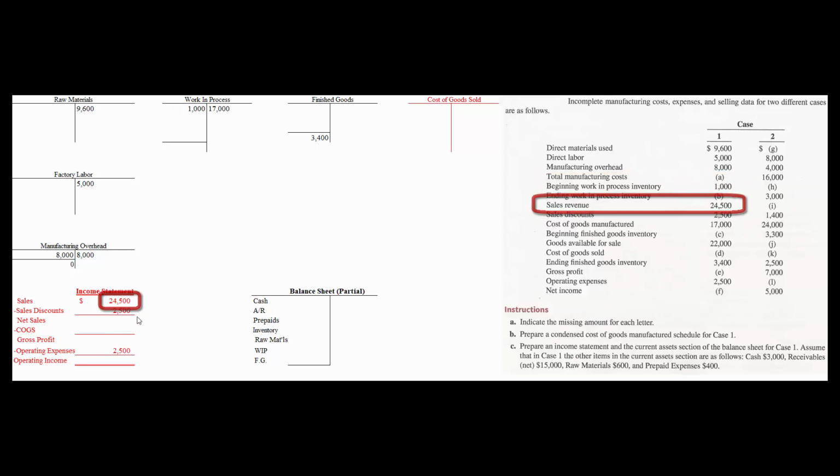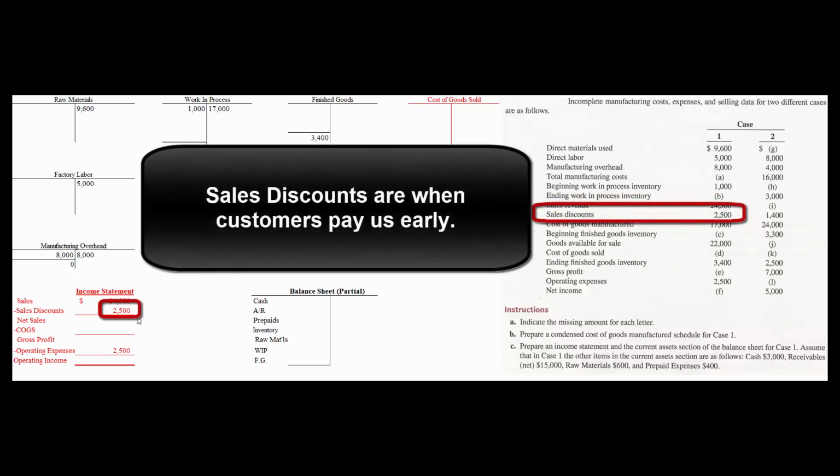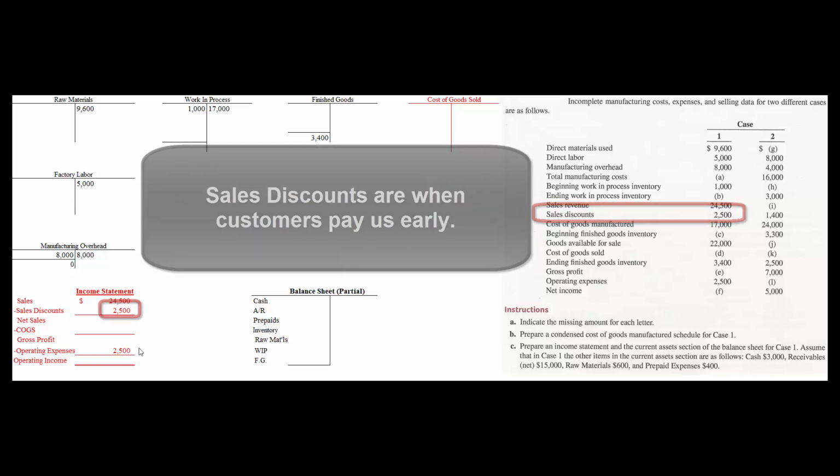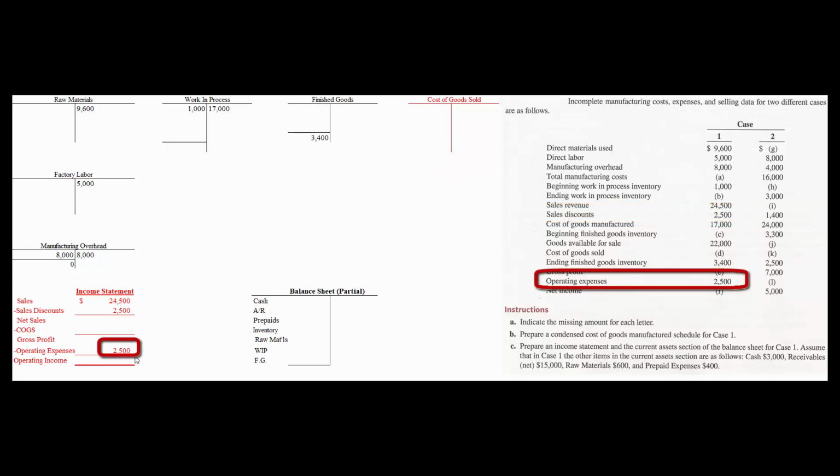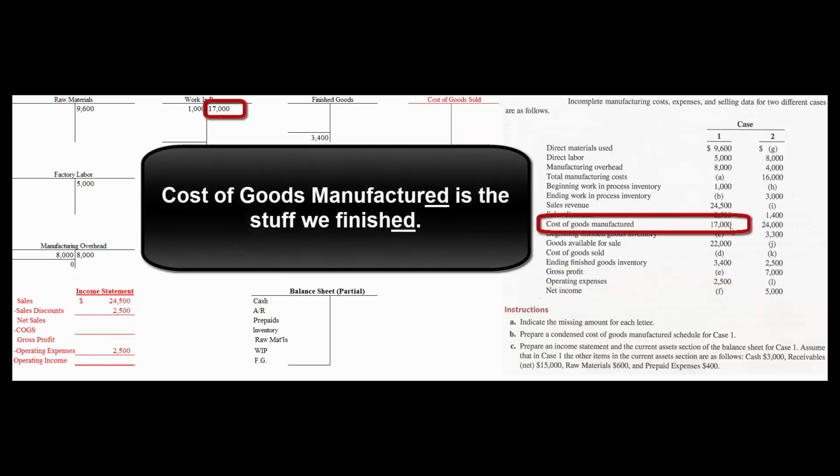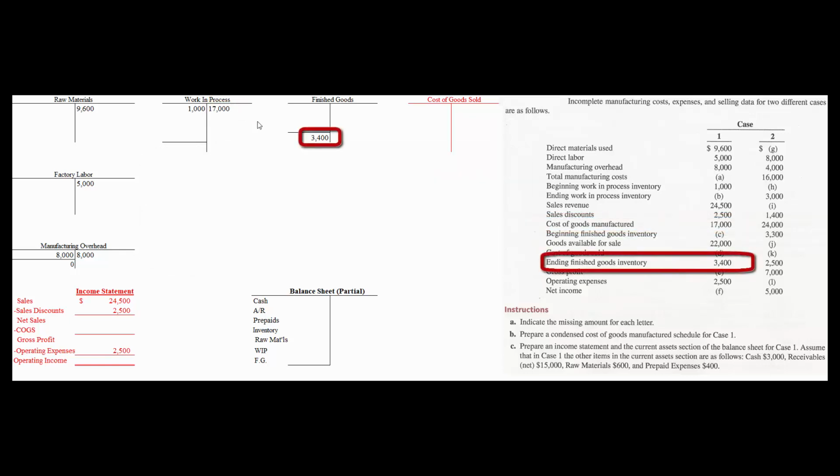It tells us that the sales for the month were $24,500. Sales discounts, in other words, we told our customers, if you pay us early, you can take a 1% or a 2% discount. Those were $2,500, and it tells us that operating expenses were $2,500. It also tells us that the cost of goods manufactured, what we finished, is $17,000. And it tells us that the ending finished goods inventory is $3,400.